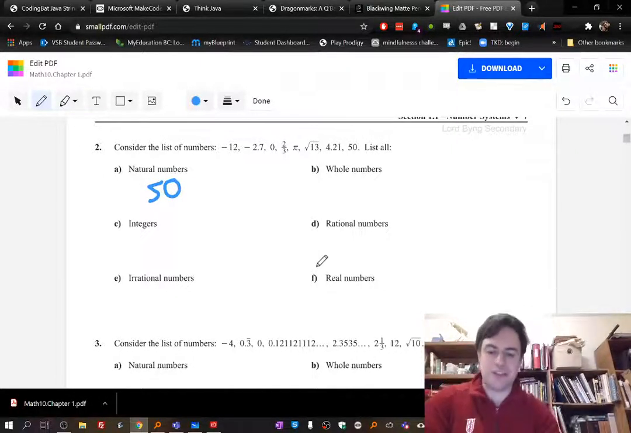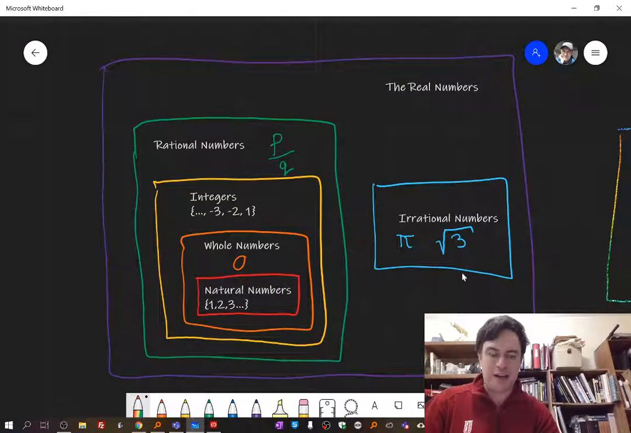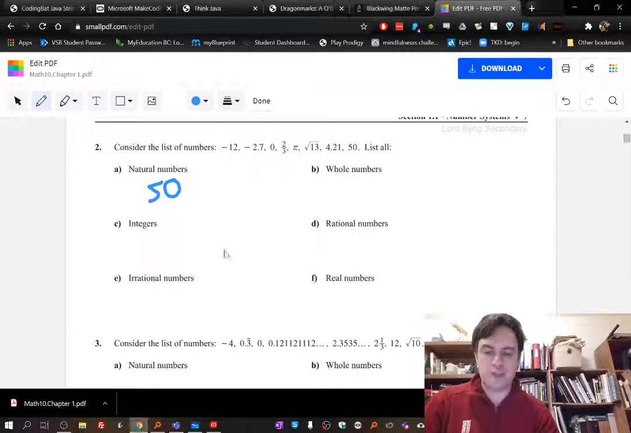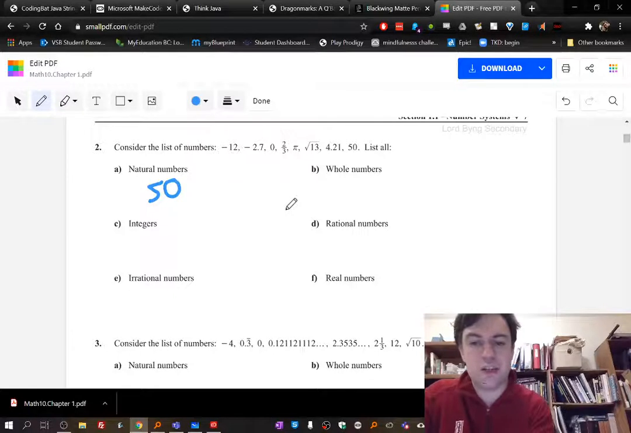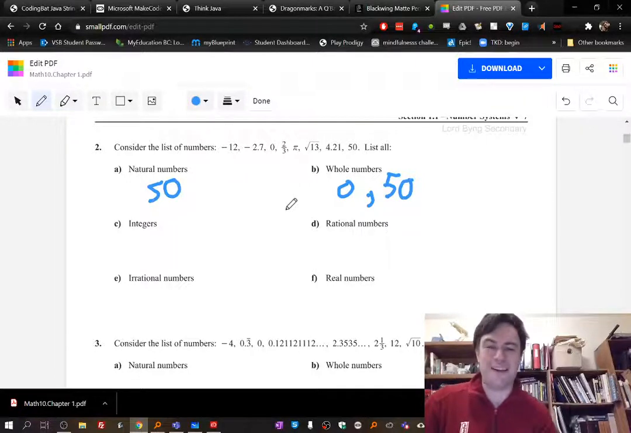So this is where these relationships come in. You watch me struggle mightily to draw this fancy, colorful diagram here. You'll notice that if a number is in multiple categories, then it can appear in different parts of this question. So for example, the whole numbers include all the natural numbers. So any number you wrote down for natural will also be a whole number. But also I see the number 0 is included here. So whole numbers will include 0 and 50. Hopefully your writing is nicer than mine.